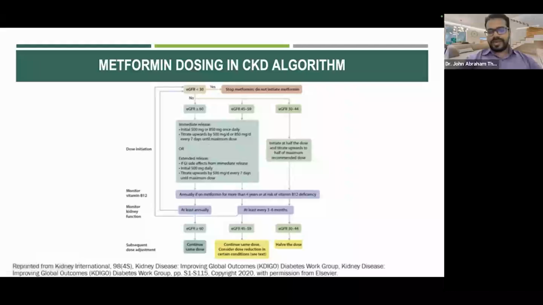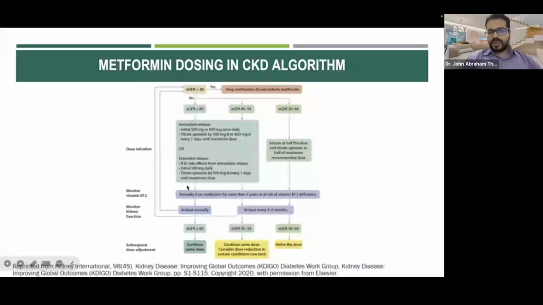And if GI side effects of metformin are there, you can give extended release. This is if the eGFR is between 45 to 60. If the eGFR is 30 to 44, you need to initiate at half the dose of metformin if you're planning to start the patient on this first line agent, and titrate upwards to half of the maximum recommended dose.